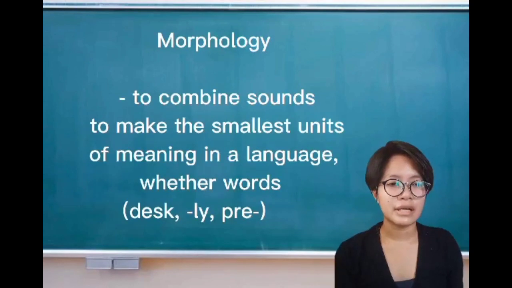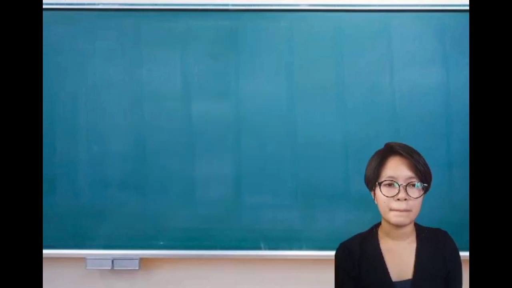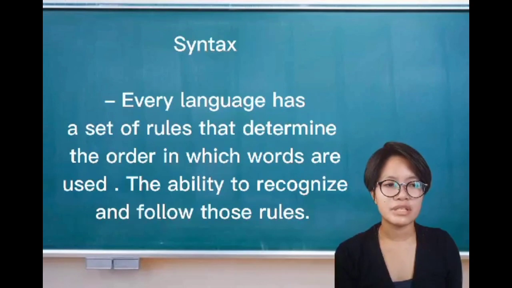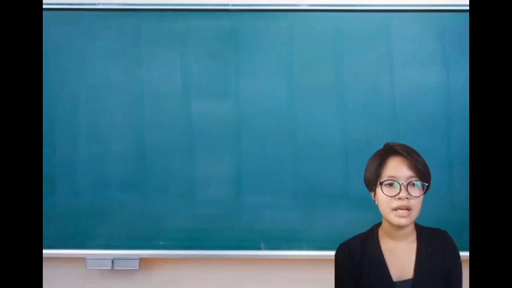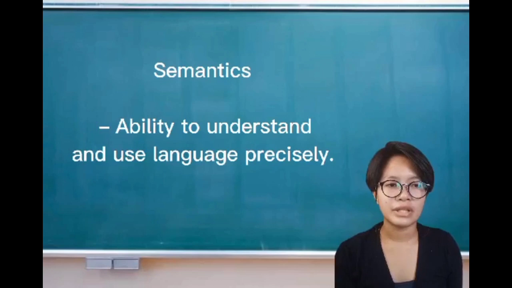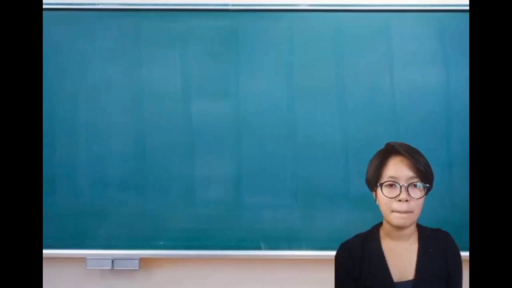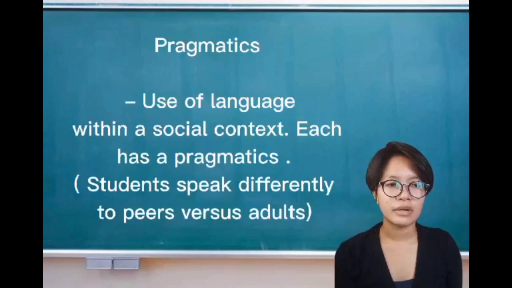Morphology is the ability to combine sounds to make the smallest units of meaning in a language, whether words, test, they, or breathe. Syntax: every language has a set of rules that determine the order in which words are used. The ability to recognize and follow those rules is called syntax. Semantics: ability to understand and use language precisely. Pragmatics: use of language within social context. Each has a pragmatics. Students speak differently to peers versus adults.